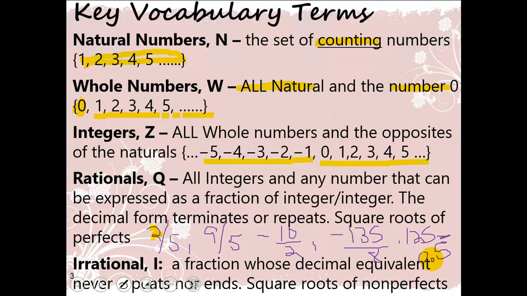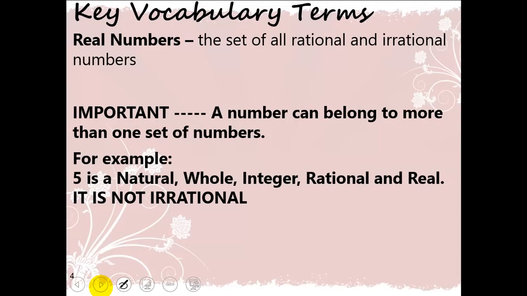Okay. Then the irrationals are numbers whose decimals never end and never repeat. So they're the square roots of non-perfects. We talked about that on the other slide. And they are pi and e. And real numbers are the set of all of the rationals plus the irrationals. That makes the reals. So rationals, and remember, rationals are made up of integers and wholes and naturals, plus irrationals.